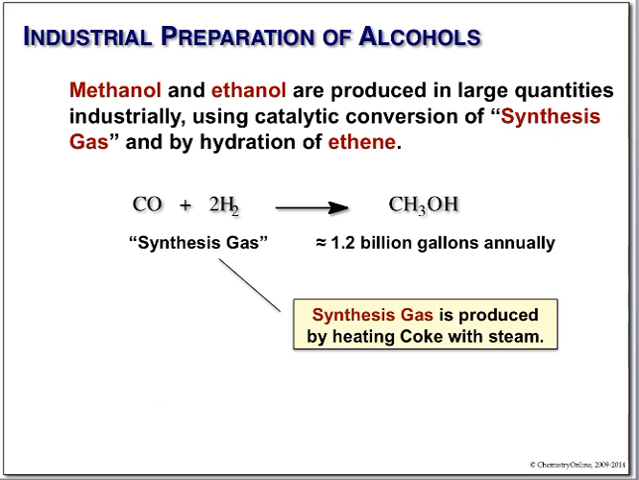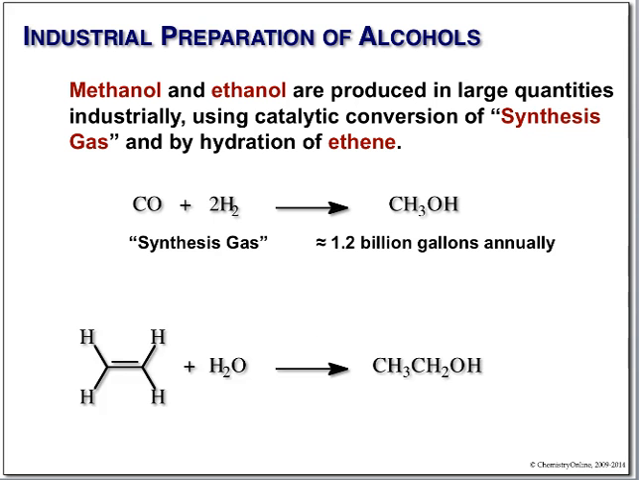Now, ethanol we're used to making by fermentation. Industrially, however, it's really easy to make. Turns out that in Texas, there are gas wells that spew out ethene. If you simply take ethene and water, you make ethanol. Simple addition reaction. Hydration, roughly 300 million gallons are made this way every year.